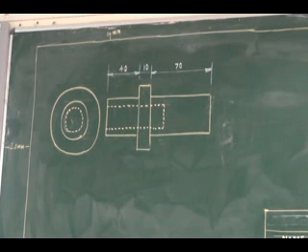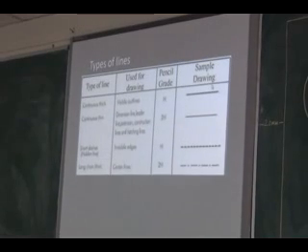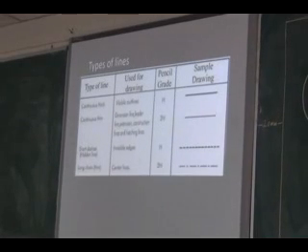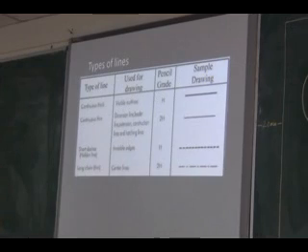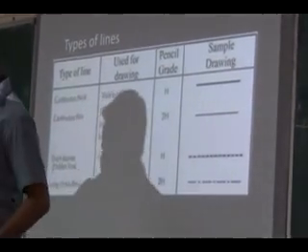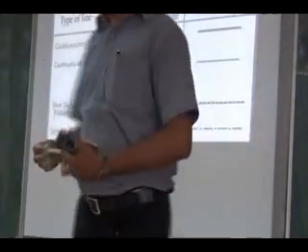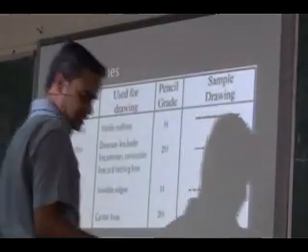It is normally used for showing the hidden details. Next is the long chain line. You can see there is a difference between a hidden line and the chain line, so you have to carefully represent it.